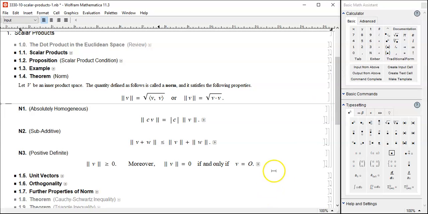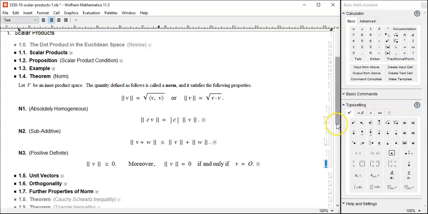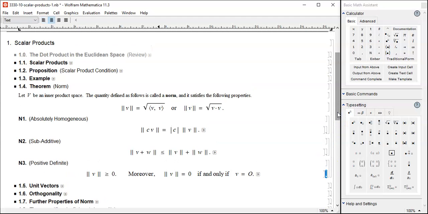Now, what about the properties? How about this property, positive definiteness? This is really trivial. This was defined from the positive square root, so it's always non-negative. And it is 0 if and only if the inside of the square root is 0. So there's nothing to prove here. I wrote it as if there is some detail to be left to the students, but in reality, I take it back. There is no detail, it's just a triviality. No problem there.